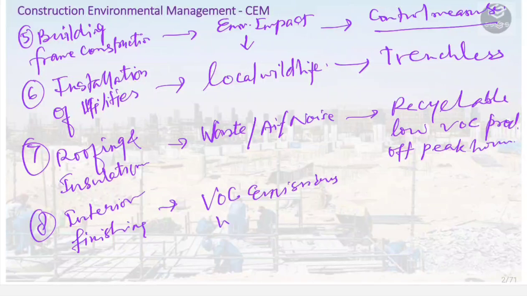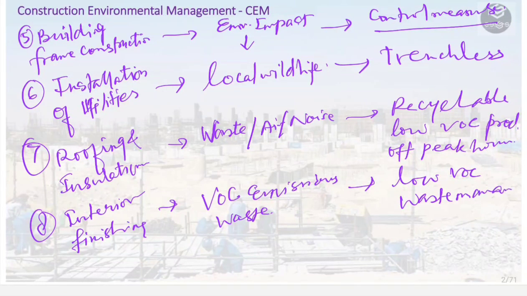Okay, also waste. Then what can be the control? Again, we can say use low VOC material and implement a waste management plan, also emphasizing recycling and safe disposal practices, which also come under waste management.